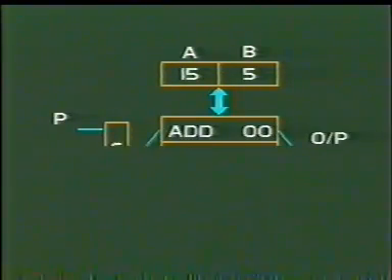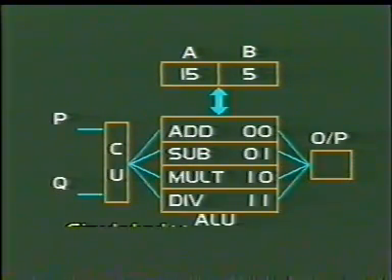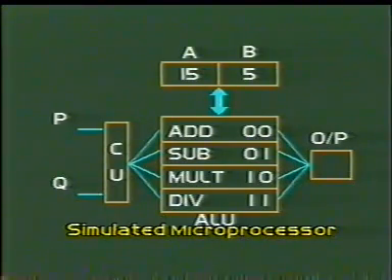To understand it, let us study a simulated microprocessor. Let us say we have two numbers 15 and 5. These numbers are stored in temporary storage elements known as registers in microprocessor language. Using digital gates, we have made an adder, subtractor, multiplier, and divider, which will act as ALU.